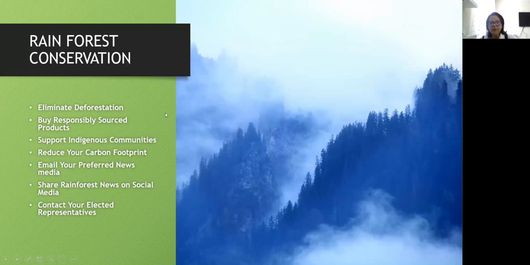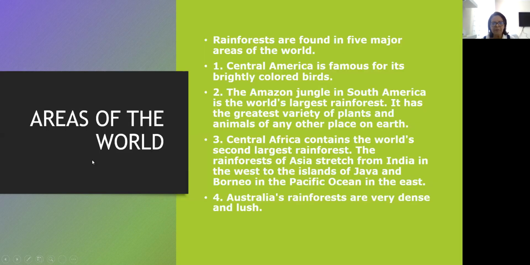Rainforest conservation: we mentioned what we are going to do to protect our Earth. We can eliminate deforestation completely, support indigenous communities, reduce our carbon footprint, and use social media to stop this problem from hitting us.